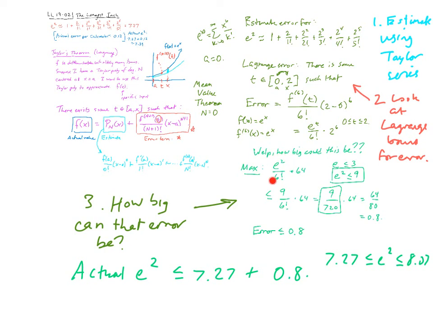And then we said, well, I don't know what e squared is exactly. That was sort of the whole point of this thing. But I do know that it's less than or equal to 9. So the error can't be any bigger than what it would be if there were a 9 there. So that would give me 0.8. And I said that's the maximum error I could have. That's not necessarily the error. In fact, our error was quite a bit smaller than that in actuality. But that gives us a bound.